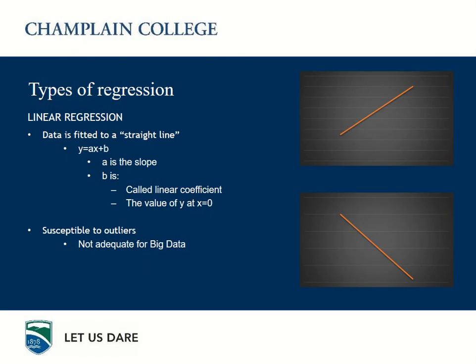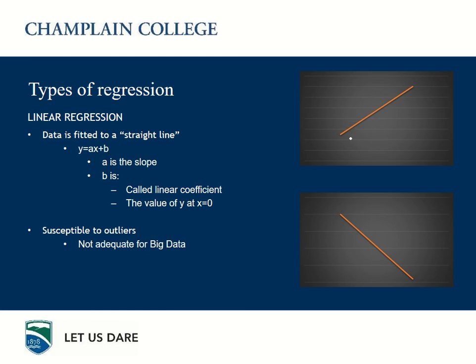There are several types of regression. One of them is linear regression, where we try to fit our data into a function that is a straight line. It can be a growing straight line or a decreasing straight line, but it's going to be a straight line, and being a straight line, the regression function is going to be of the type y equals a times x plus b.